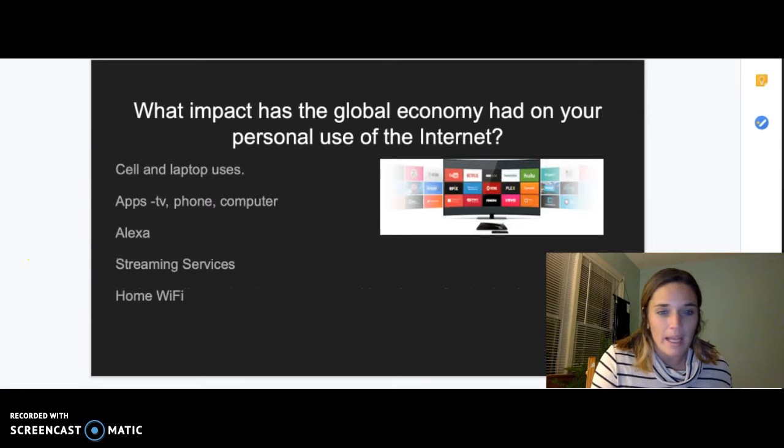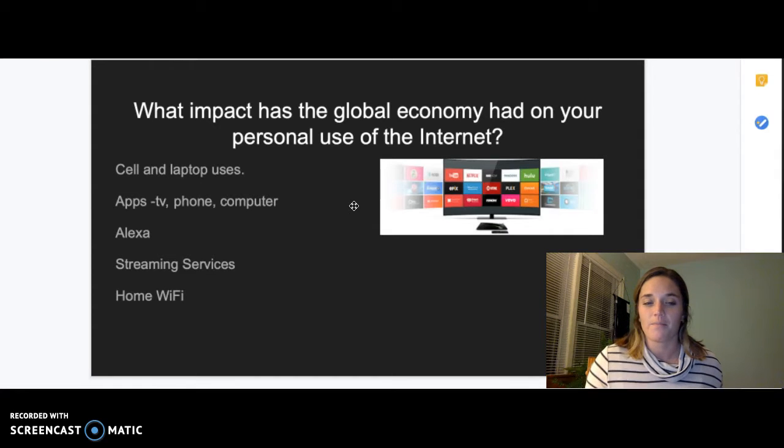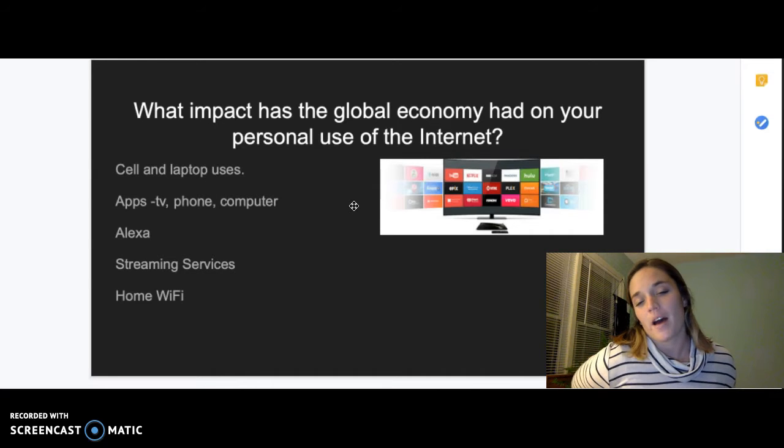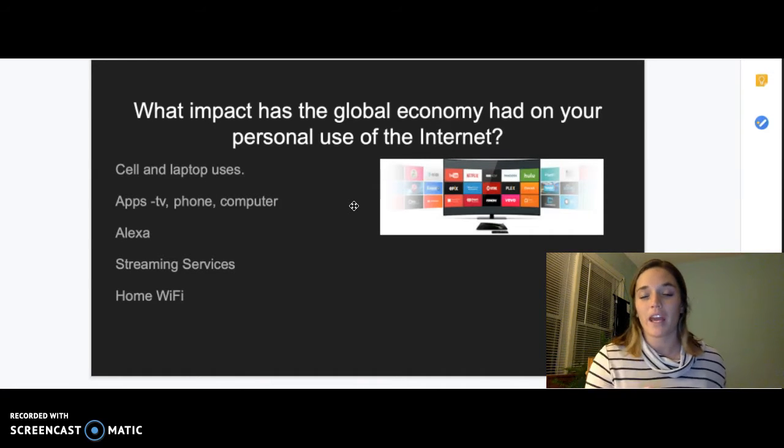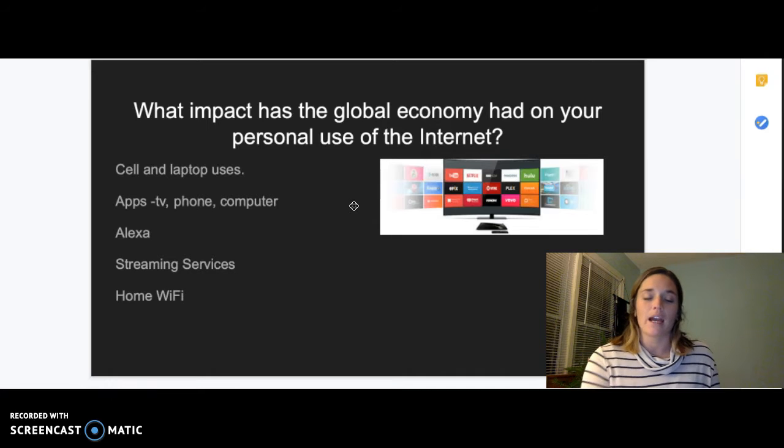This next slide, what impact has the global economy had on your personal use of the internet? My own personal use, I have a cell phone and my laptop and I use those every day. There are various apps on there. I will say I don't have a whole lot of educational apps on my phone. I try to keep my phone away from my classroom life. I do have my ClassDojo app on there, and that allows me to communicate if there was an emergency. Sometimes parents let me know the night before that their child's not going to be there, or arrangements need to be made, so that does help.